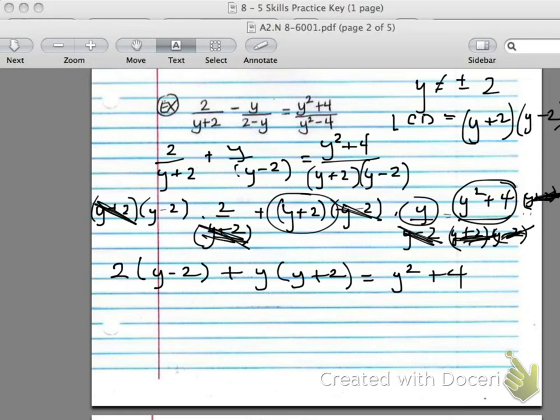Multiplying the LCD through essentially gets rid of our fraction. So now if I go ahead and do the work, 2 times y is 2y. 2 times negative 2 is negative 4. y times y is y squared. y times 2 is 2y. Over here, I don't have anything to distribute, so it just comes down as y squared plus 4.